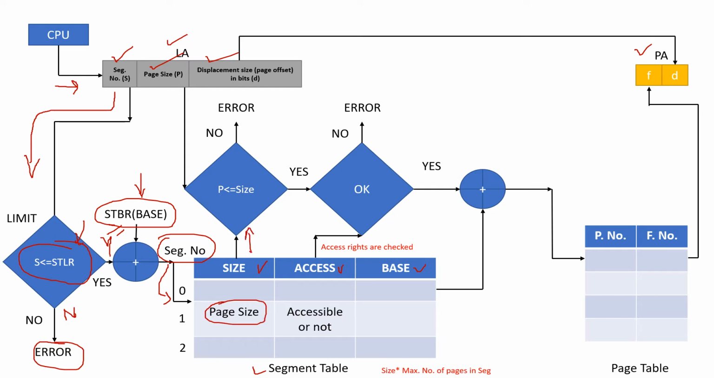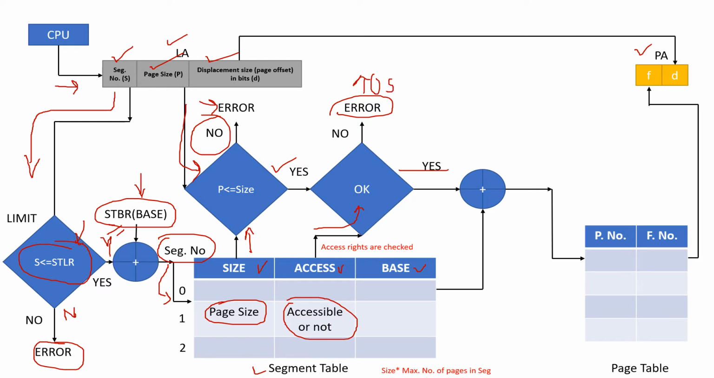We are going to compare this page size whether it is in the limit. If it is not, then the error is generated and this control will go to the operating system. If it is within the limit, what we are going to check is whether that particular page is accessible or not. If it is not accessible, again the error will be generated and control will go to the operating system.